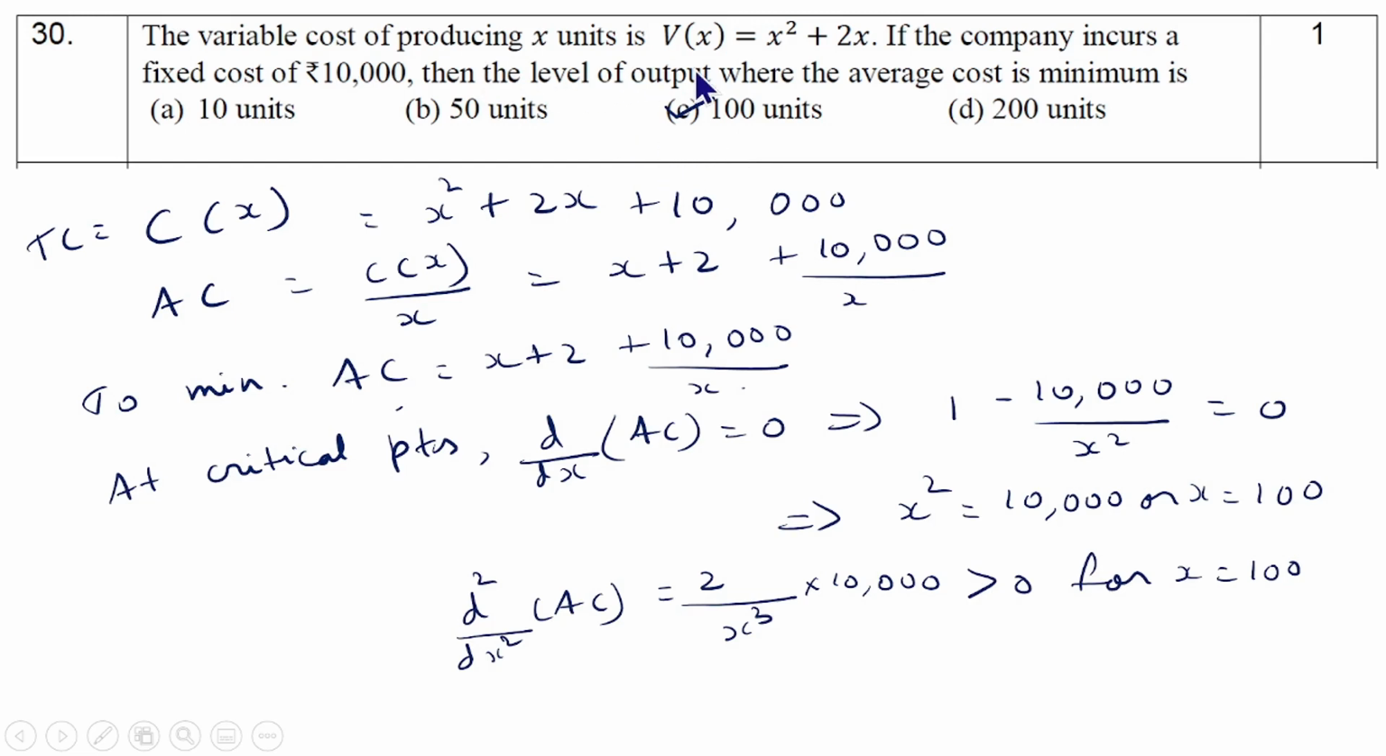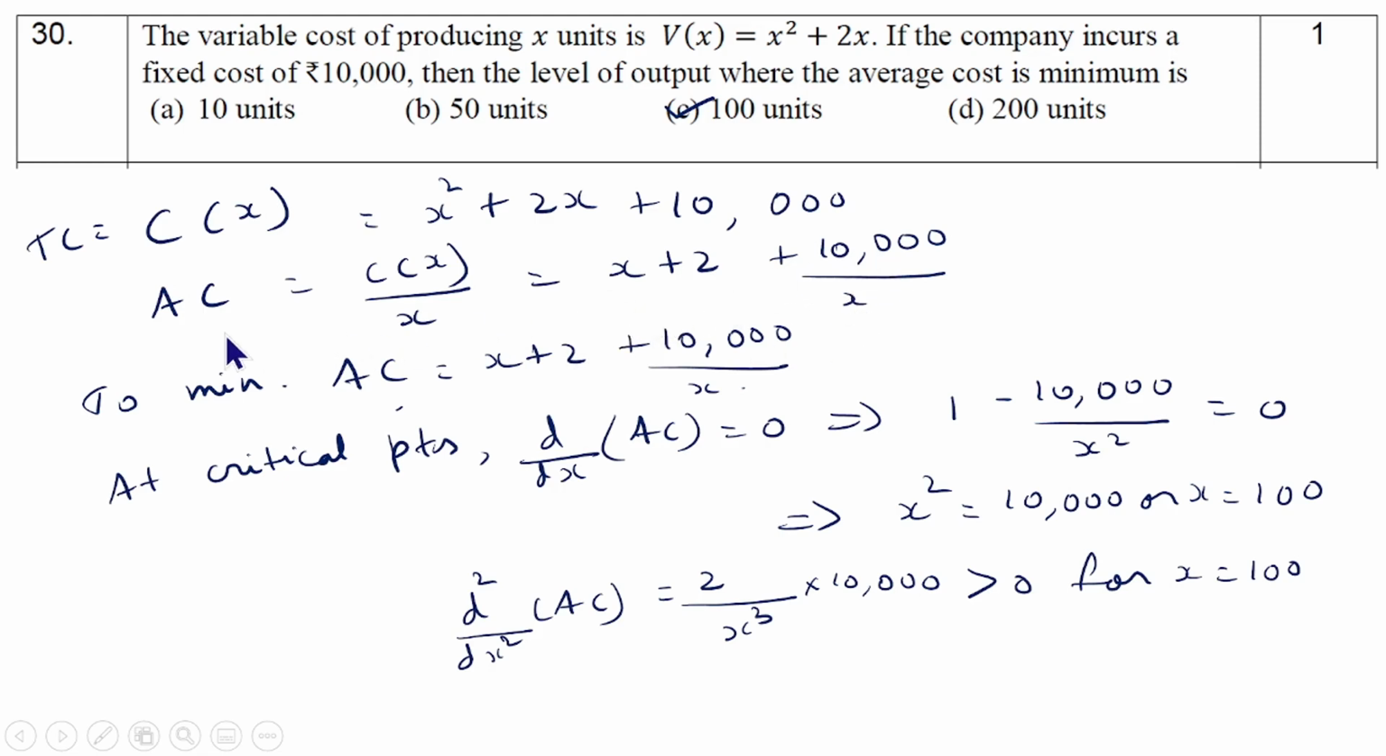So here the variable cost is given and the total cost is given. From that, the fixed cost is given. So from that we can find the total cost as the sum of these two, and we need to find the level of output where average cost is minimum. Average cost is calculated as total cost upon the number of units. So this is equal to x plus 2 plus 10,000 upon x.